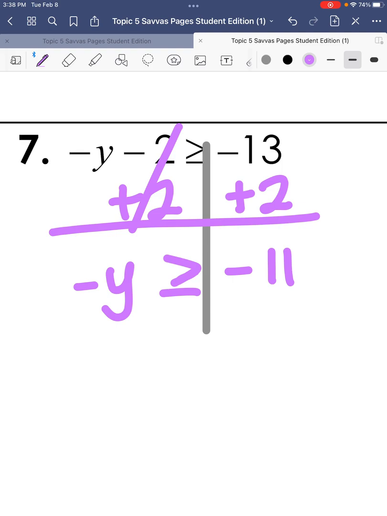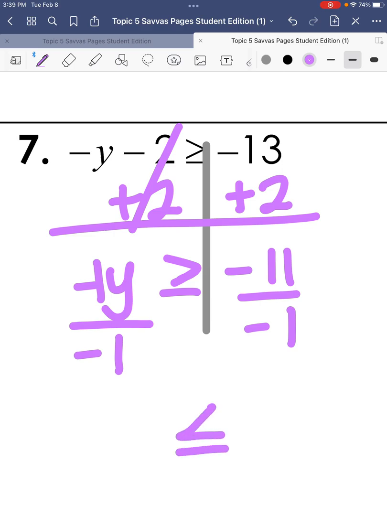We've got -y is greater than or equal to -11. Now, this y right here is not by itself. What's in front of it? A -1. And how is that -1 attached? Through multiplication. So I've got to undo that. So I'm dividing by -1 on both sides. Dividing by -1, what happens? The sign flips. So it's going to become less than or equal to. On the side with the y, my -1's cancel out. Y is by itself. On the other side, -11 divided by -1 is +11.